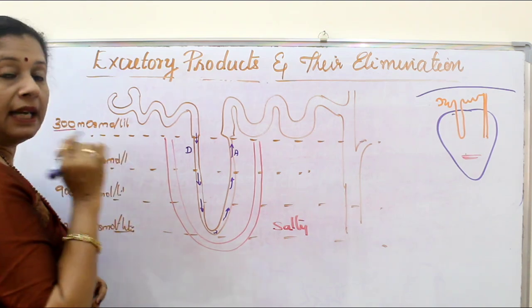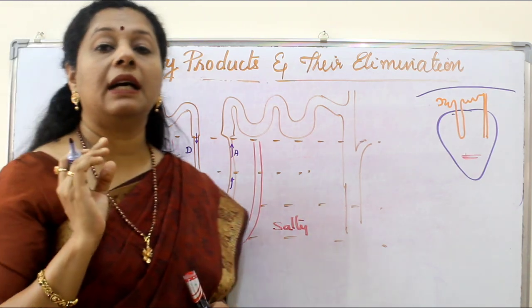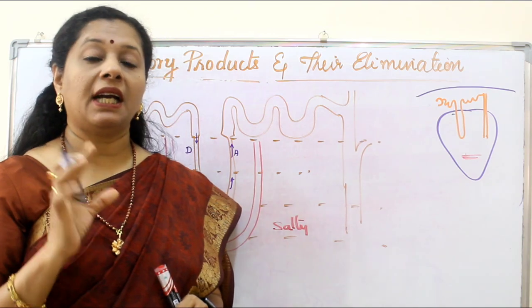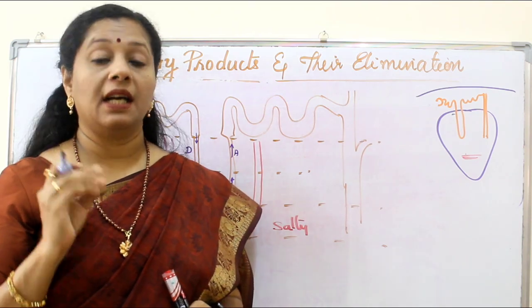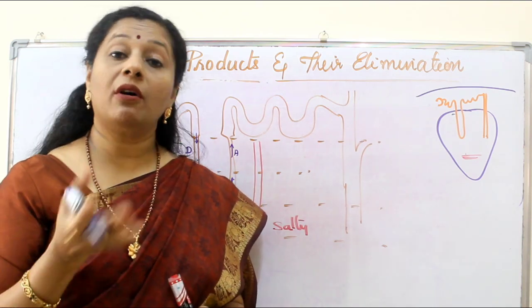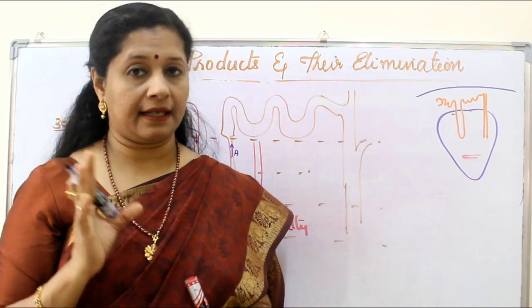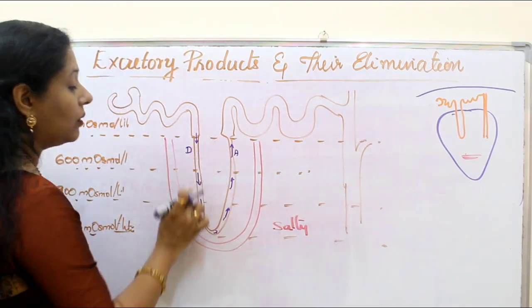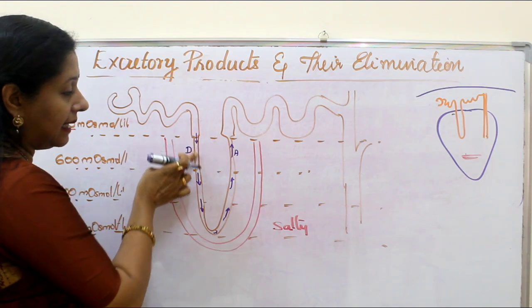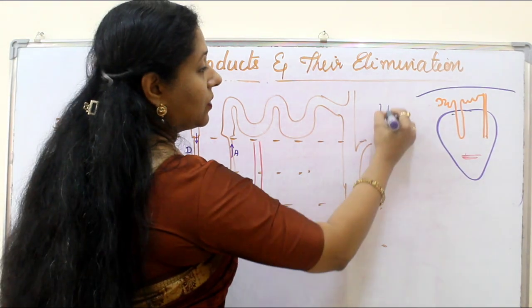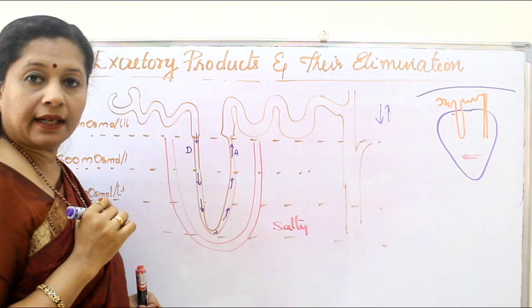So the name of this process is counter current multiplier or counter current mechanism. Counter means opposite. Current means flow. Flow of electrons is called the electric current, we learned. So flow means a current. So here it is counter current, meaning in the descending limb it is downward, in the ascending limb it is upward. So these two are in counter current.